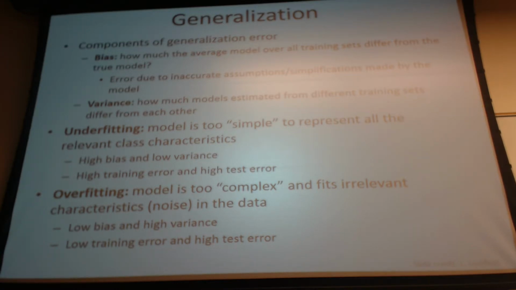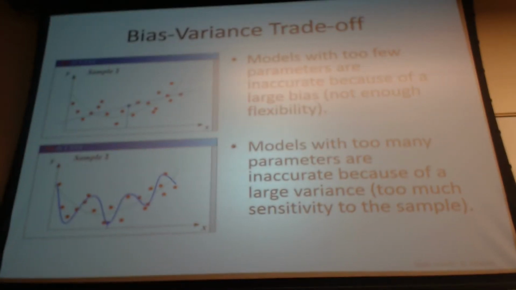So, it turns out that there is a trade-off between bias and variance. If you want to increase or decrease bias, you might end up increasing variance, and if you want to decrease variance, you might end up increasing bias. Models with too few parameters are inaccurate because of large bias. Too few parameters means a simple model. And models with too many parameters are inaccurate because of large variance. They have to strike a balance of complexity of models. You cannot have too complex a model, you cannot have too simple a model.